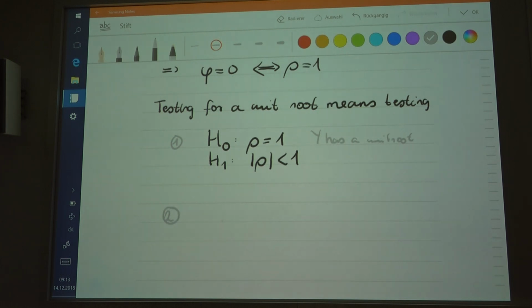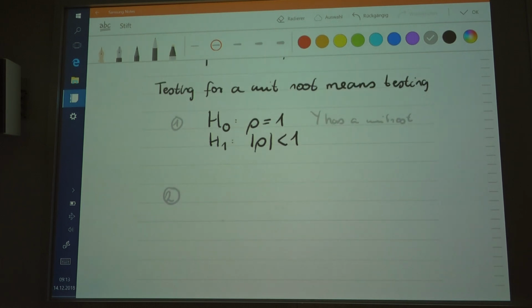You got a question? Yeah. What if we set the alternative hypothesis to rho is not equal to 1? No, but from the practical perspective, again, this is what I want to try to explain. What would happen if the coefficient is greater than 1?